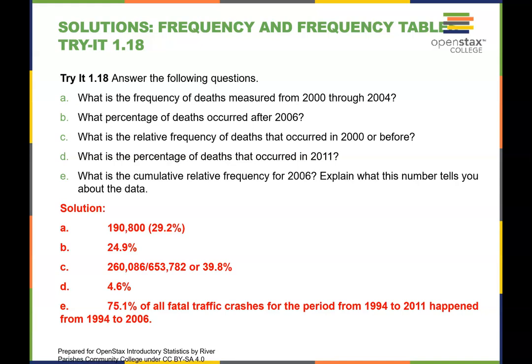And B is 24.9% for after 2006. C is 39.8%. D is 4.6%. And E is 75.1%.